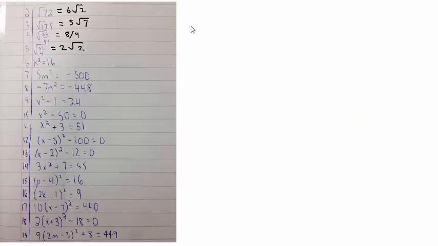Number 6, k squared is equal to 16. So then k, if you take the square root on both sides, this is going to be equal to the square root of 16. But it's going to be actually plus or minus the square root of 16, because if you multiply a negative with another negative, it becomes a positive. So this is going to be plus or minus, and the square root of 16 is 4.